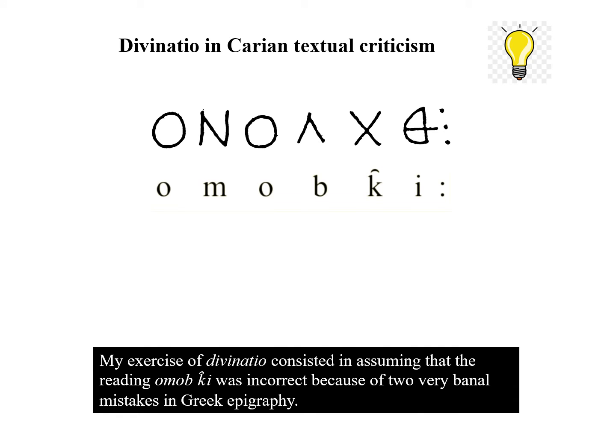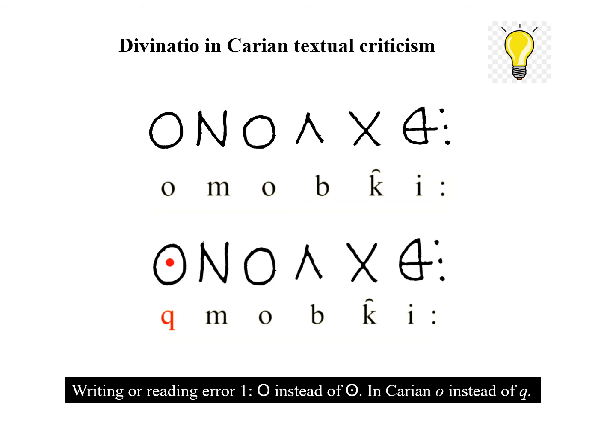My exercise of divinatio consisted in assuming that the reading Omob Key was incorrect because of two very banal mistakes in Greek epigraphy. Writing or reading error 1: O instead of dotted O. In Carian, O instead of Q.